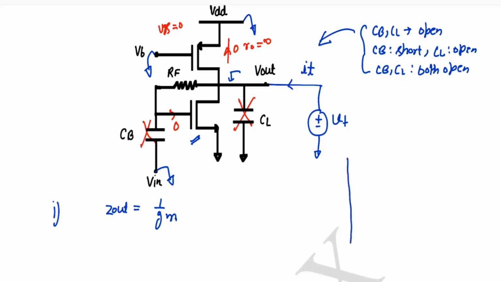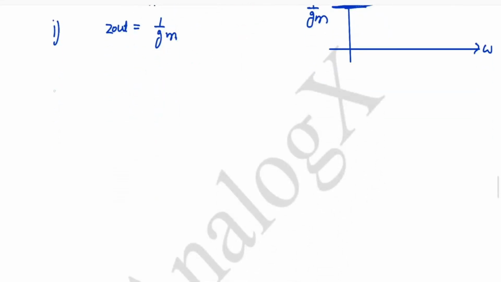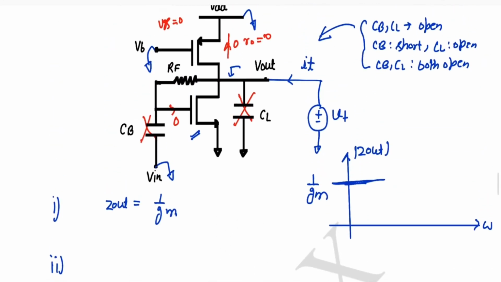I will mark this point omega, mod of Z out. So I will mark 1 by Gm. Now I will use the second condition: CB short, CL open. I will use the same diagram.